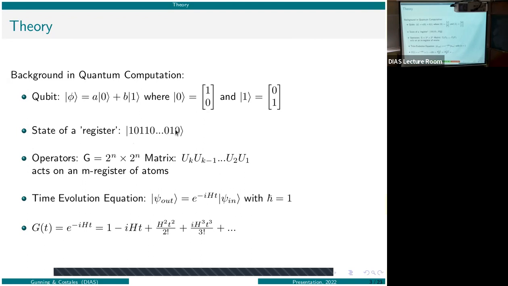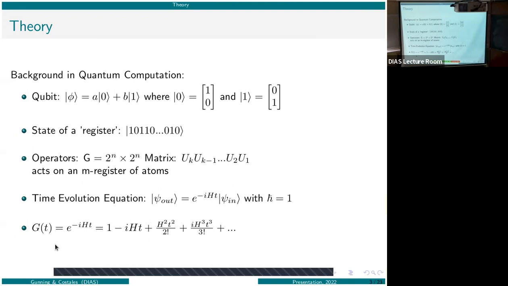The way we're going to evolve our state from the initial state to the final state is using this time evolution equation, where the output state at a specific time is given by this equation, where psi in is the input state for a system with Hamiltonian H, and we've let h bar equal 1 for convenience. Now we can let our time evolution operator, our unitary operator here, be equal to G, where G is this product of our U operators.